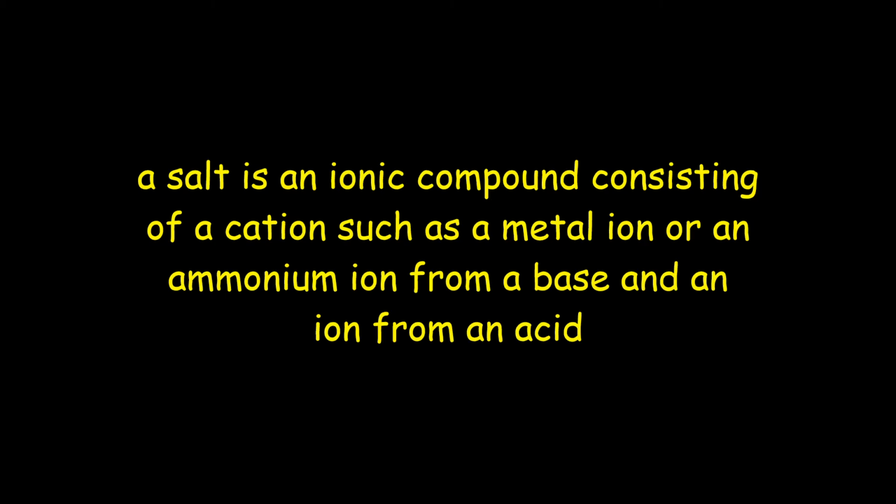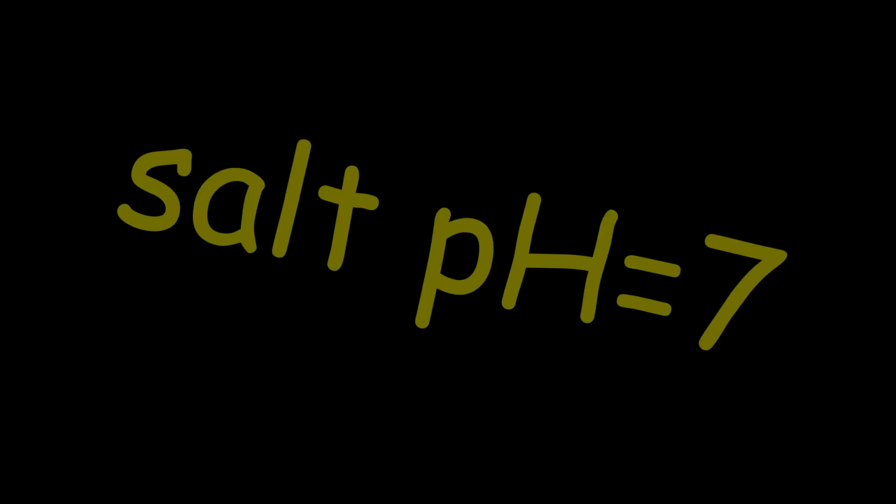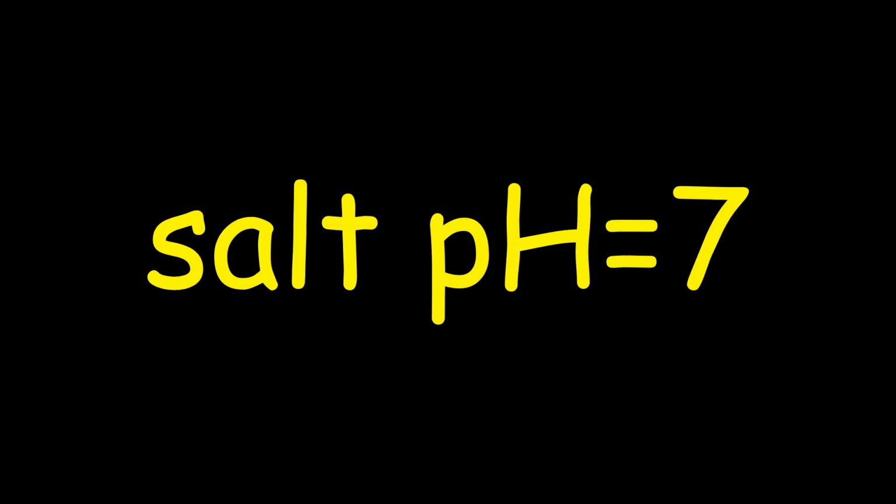A salt is further defined as an ionic compound consisting of a cation, such as a metal ion or an ammonium ion from a base, and an ion from an acid. And the pH of salt is 7. I hope from the above information you have gotten a clear definition of a salt.